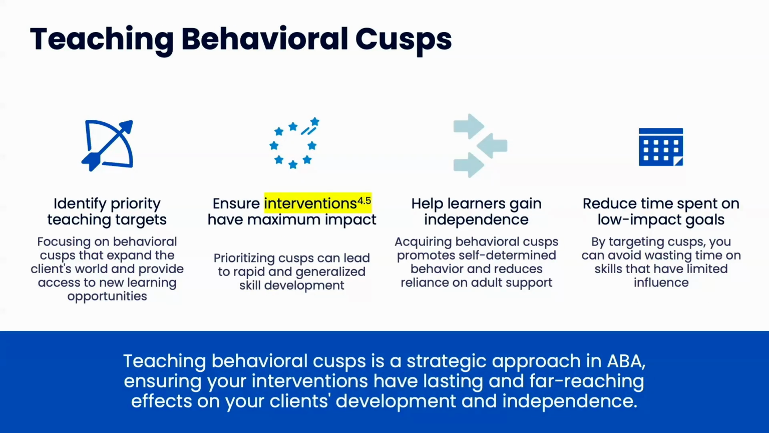Teaching them, you want to teach and prioritize the targets, so make sure that you're really focusing on the behavioral cusps that will expand the client's world and provide access to new learning opportunities. These will ensure interventions have maximum impact. Prioritizing cusps can lead to rapid skill development. It helps learners gain independence, acquire behavior, promote self-determined behavior, and reduces reliance on adult support. It reduces time on low-impact goals. So it will help you not waste your time with goals that aren't as relevant or aren't going to help as much for your learner.